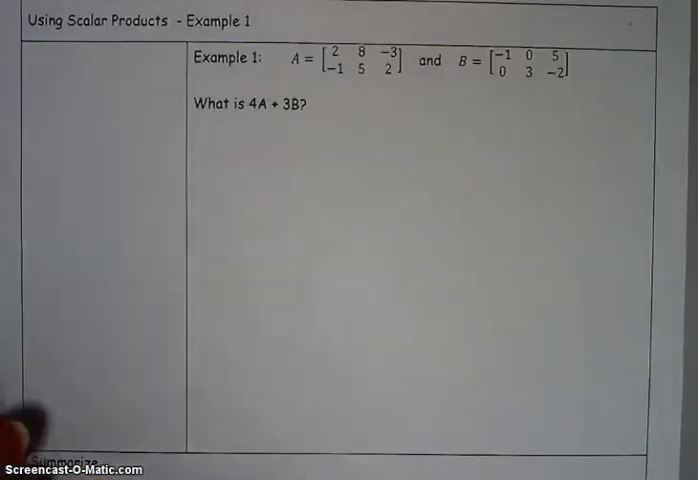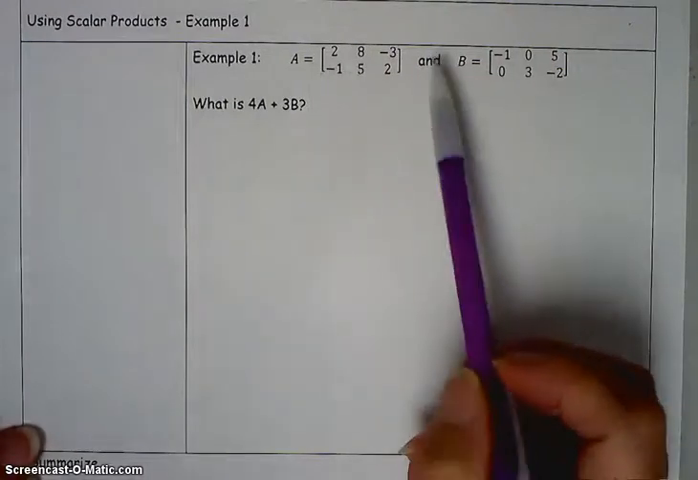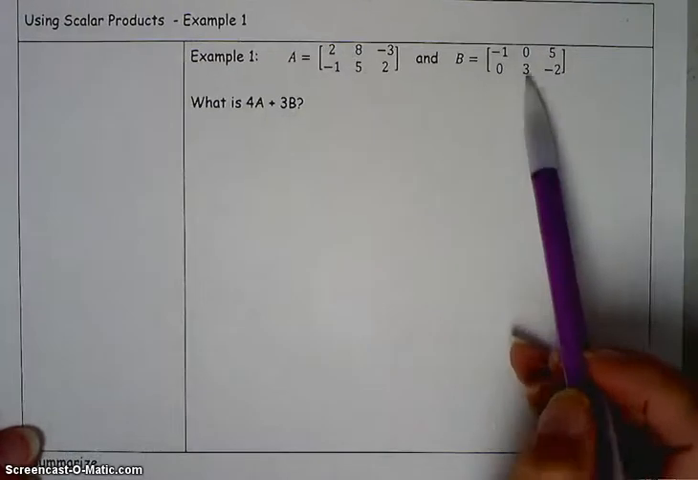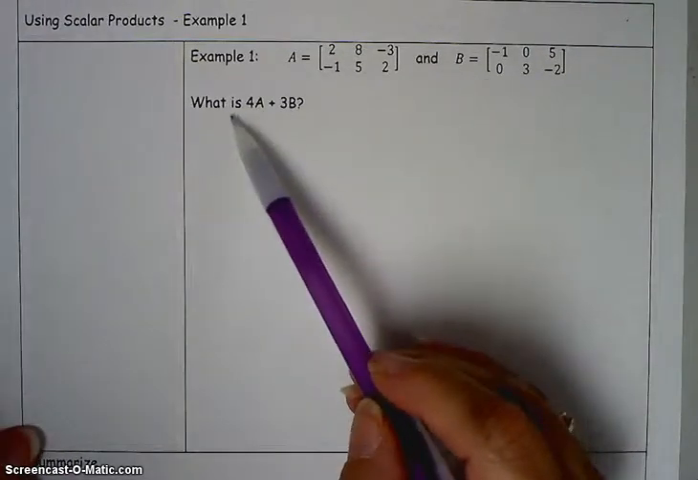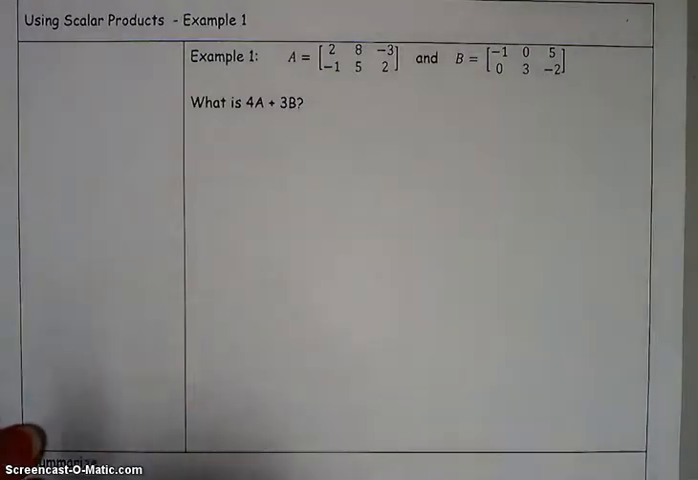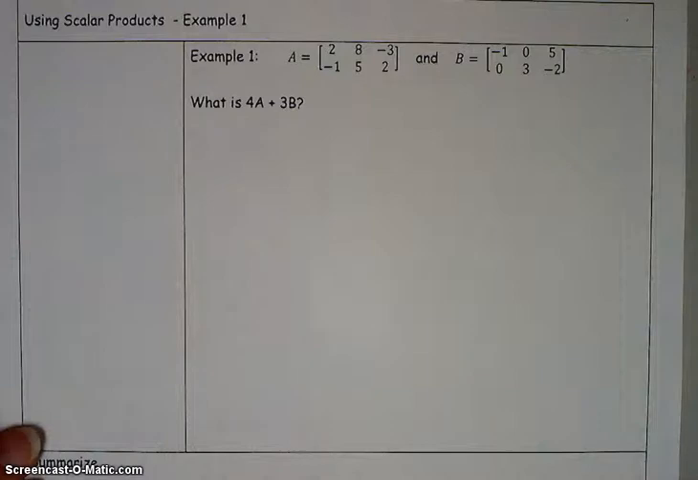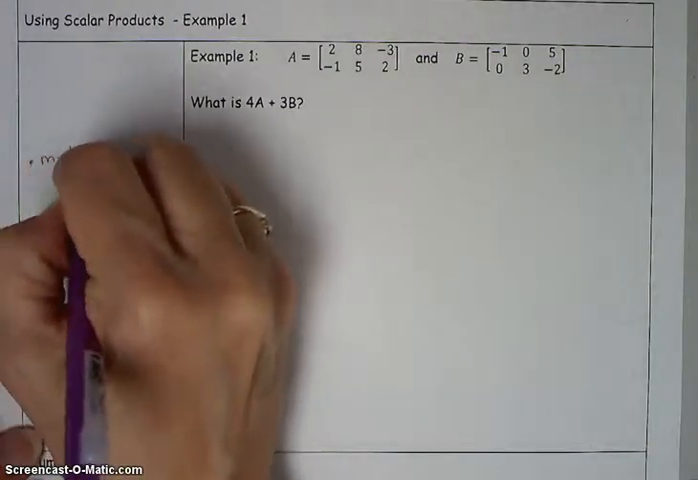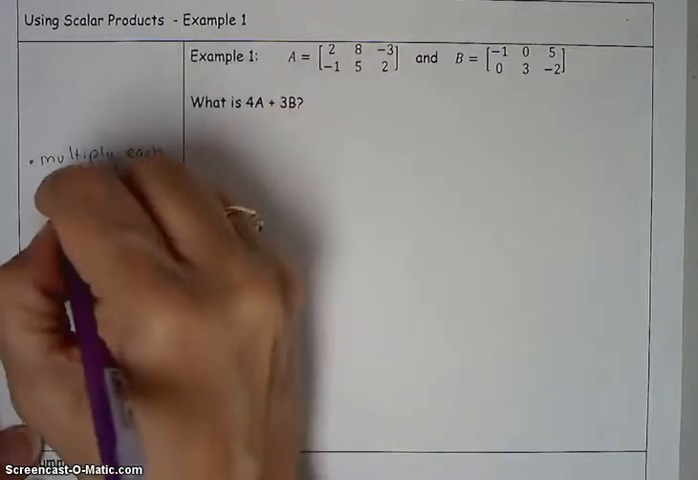Okay, so let's look at example 1. Example 1 gives us a matrix A and B, and you can tell here A is a 2 by 3, and B is a 2 by 3, so I can add those together. But if I look at this, this is asking me what is 4A plus 3B. So the first thing you're going to do is, remember, when you're multiplying by a scalar, you are going to multiply each element of A by 4.